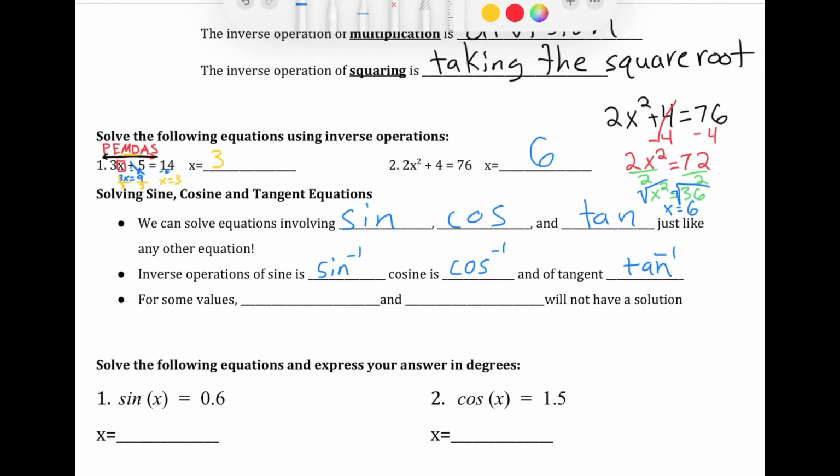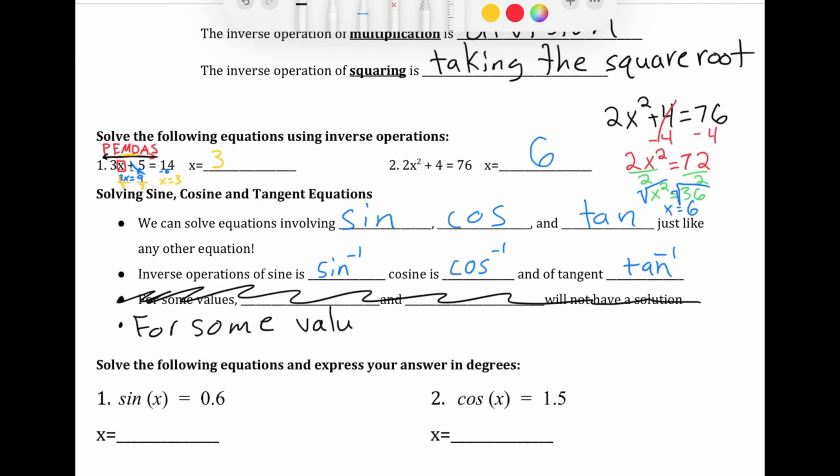Now, for the last bullet point, I just need you to mark it out. And I simply want you to put, for some values, there will not be solutions.